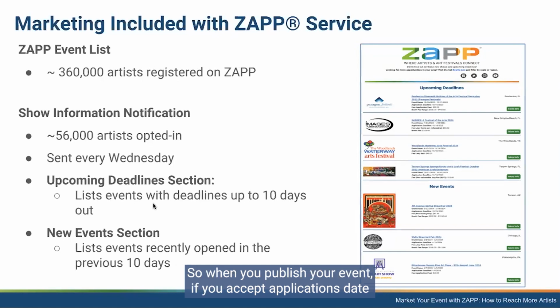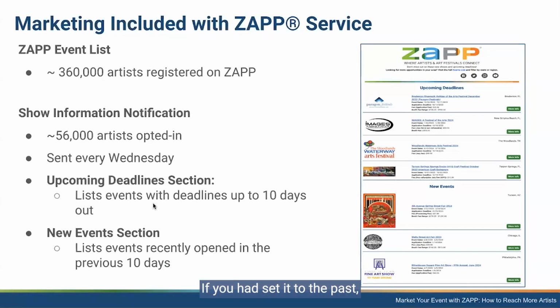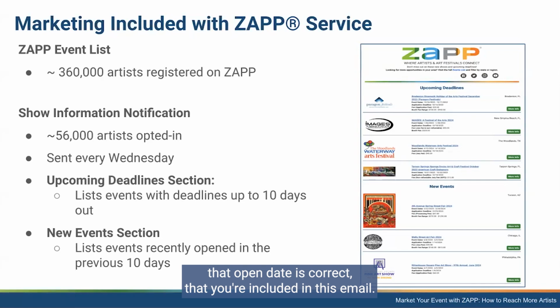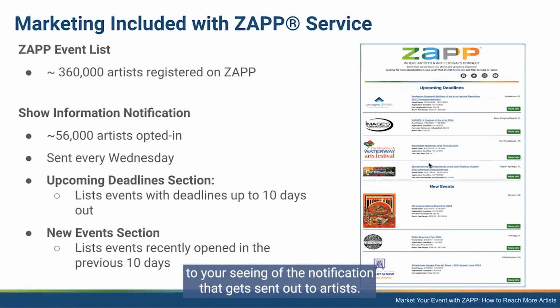So when you publish your event, if your accept applications date is in the future, you'll want to make sure that that's accurate. If you had set it to the past, you might miss that window. When you go to publish your event, just make sure that open date is correct so that you're included in this email. This is a little screenshot too, that you're seeing of the notification that gets sent out to artists, and it can list several events depending on the time of year for each of the upcoming deadlines or new event sections.